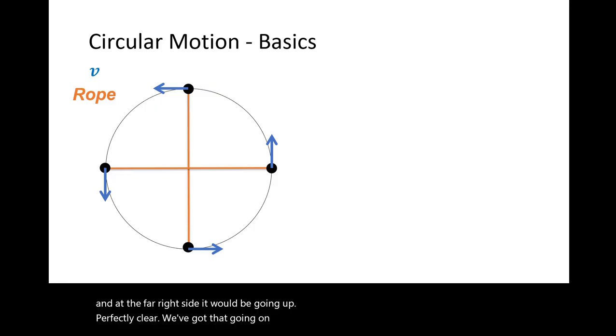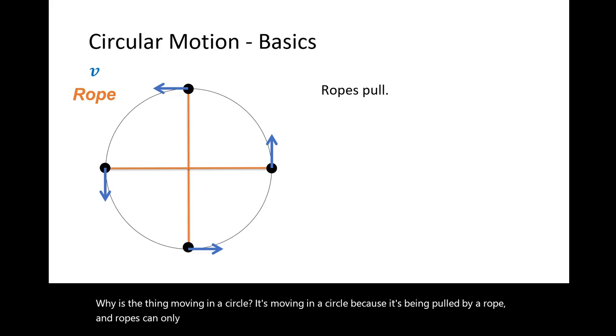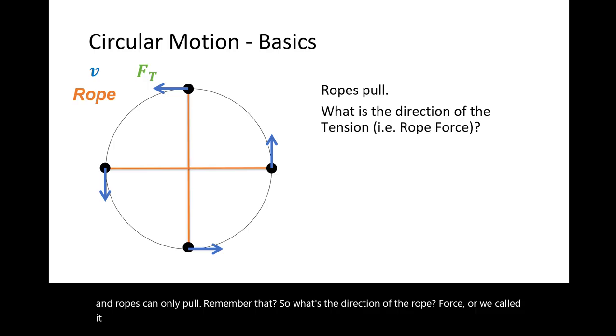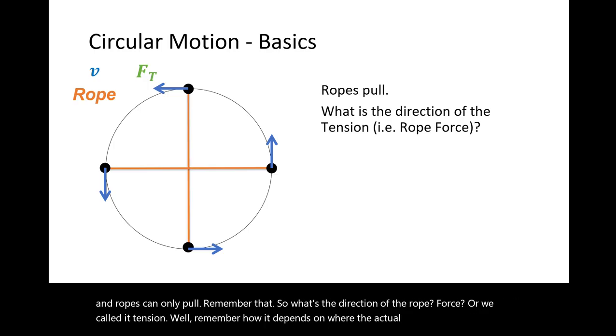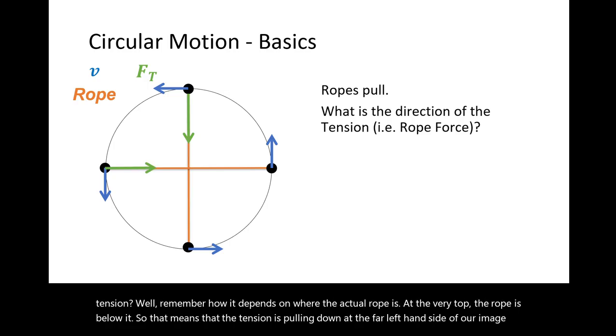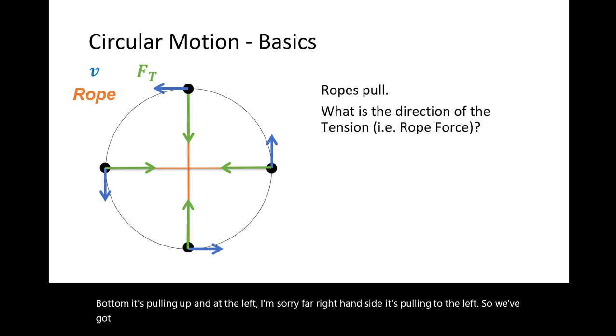Now, why is the thing moving in a circle? It's moving in a circle because it's being pulled by a rope, and ropes can only pull. Remember that. So what's the direction of the rope force, or we called it tension? Well, remember how it depends on where the actual rope is? At the very top, the rope is below it, so that means that the tension is pulling down. At the far left-hand side of our image, it's going to be pulling to the right. At the bottom, it's pulling up, and at the far right-hand side, it's pulling to the left. So we've got the forces going in all the way around, looking through all of this.